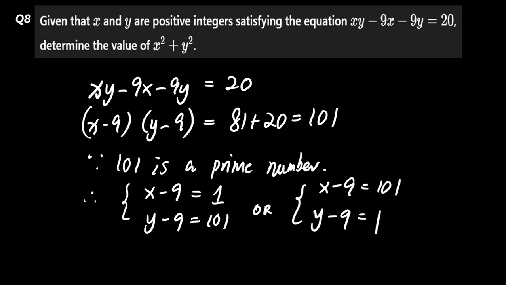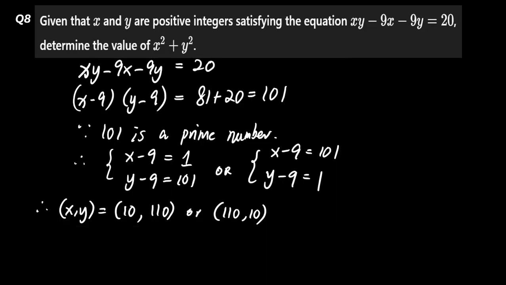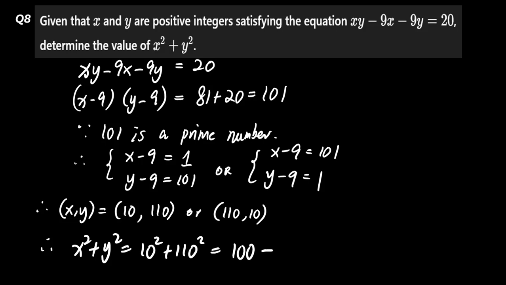Case 2: x minus 9 equals 101, y minus 9 equals 1, which gives x equals 110 and y equals 10. In both cases, the value of x squared plus y squared is 10 squared plus 110 squared, which is 100 plus 12,100, giving us the final answer, 12,200.